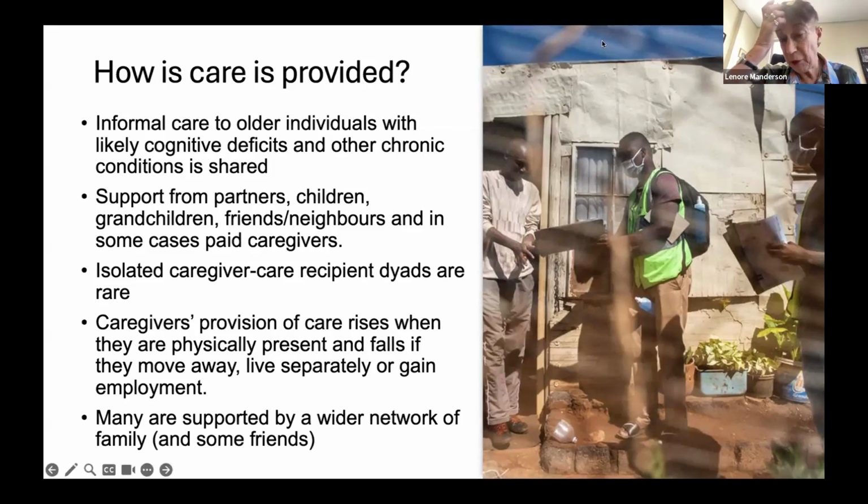Caregivers' provision of care rose in terms of the amount of investment in care if they were physically present, and dropped away even if they moved in a different house. Now, I mean, that's obvious.